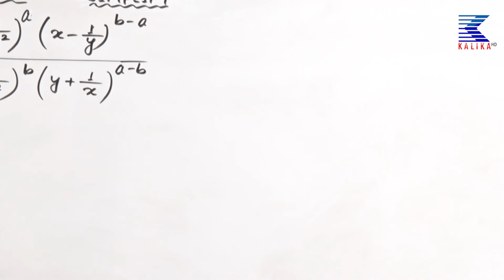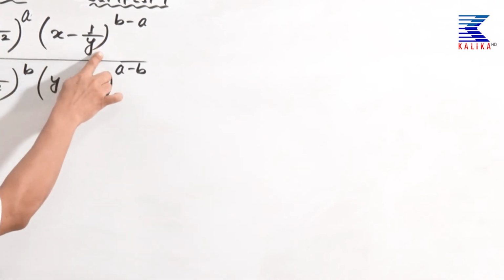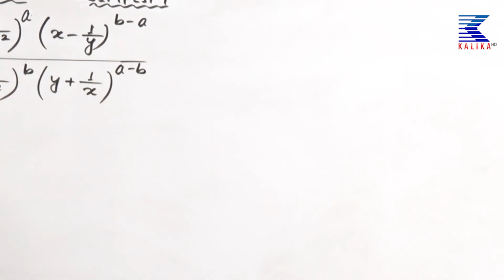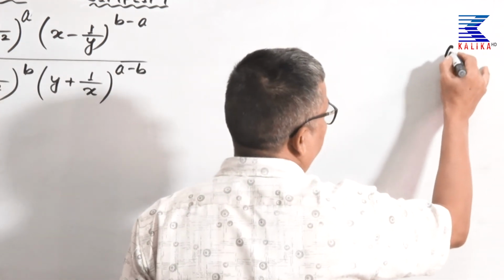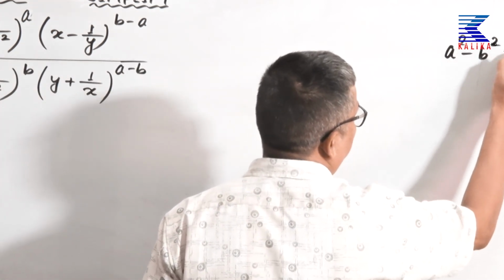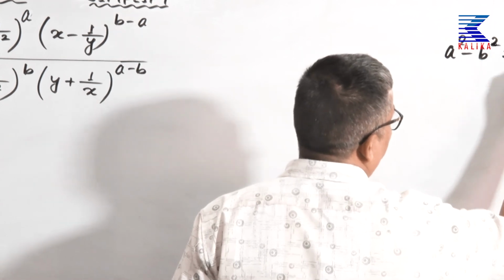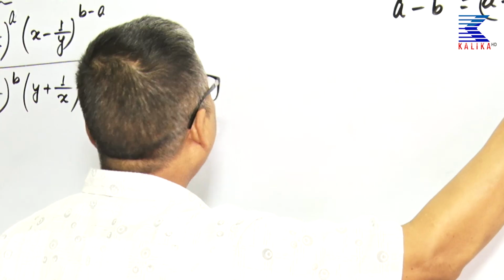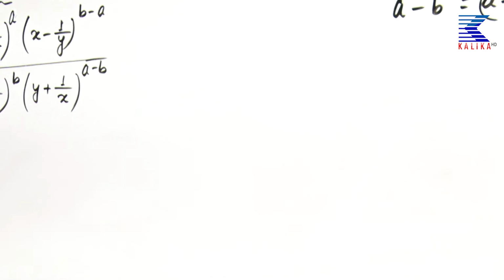Now we are going to start question number 1: (x² − 1/y²)^a (x − 1/y)^(b−a) divided by (y² − 1/x²)^b (y + 1/x)^(a−b). Here x² − 1/y², we can use a² − b², that is (a + b)(a − b). Okay? (a + b)(a − b).